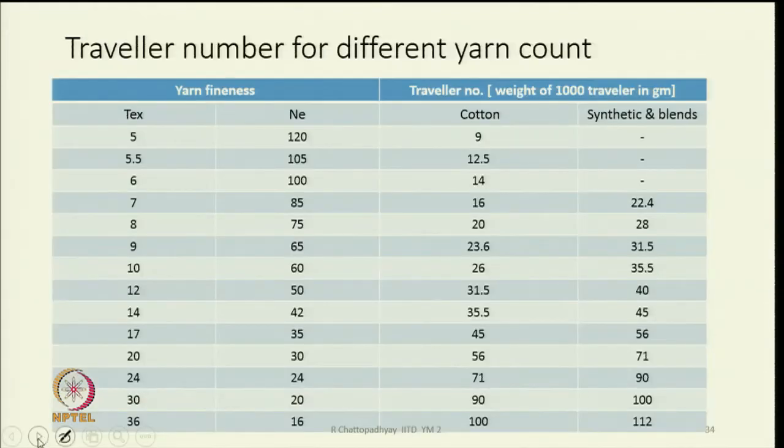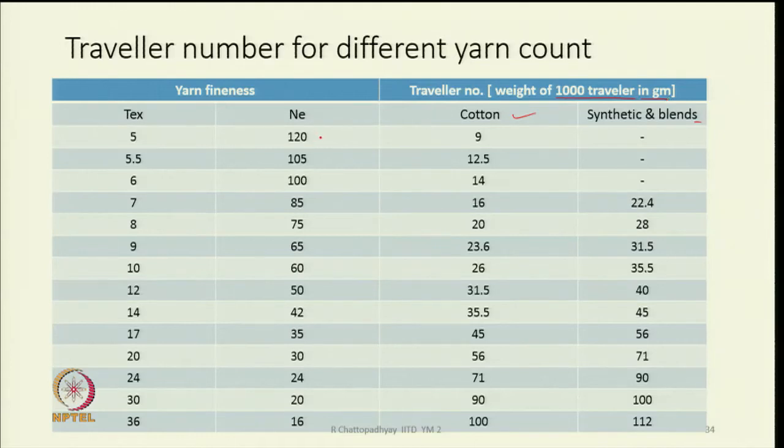Here traveler numbers are given, as a guideline of yarn fineness and corresponding traveler number for cotton and for synthetics. We see here that the traveler number, as it has been mentioned here, is the ISO number, which is the weight of 1000 travelers in gram. That is the ISO number of traveler. These are all ISO numbers which are stated.